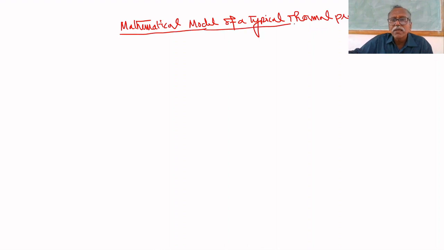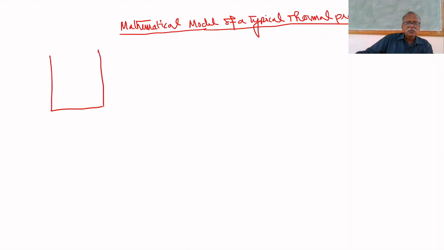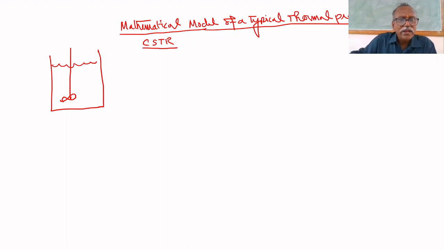Mathematical model of a typical thermal process. This is a CSTR, continuously stirred tank reactor. A stirrer will be there. That stirrer will continuously stir the tank. Sometimes it is called CSTR.